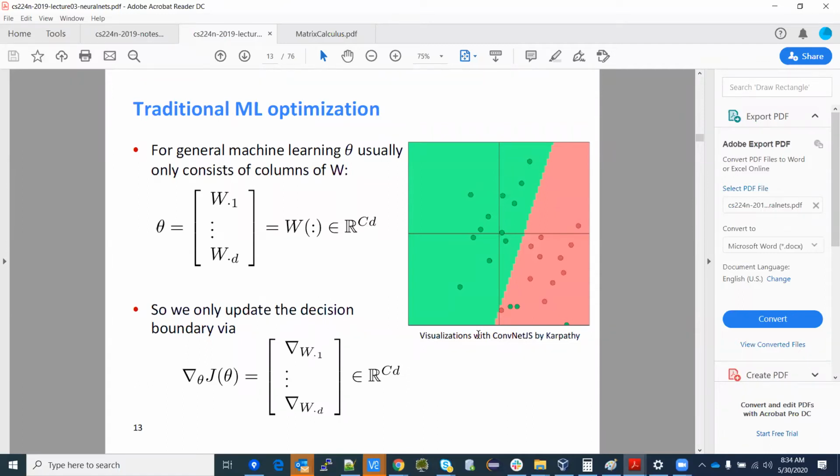For each connection from an input to a neural network unit, you have one scalar weight. Because you have multiple connections, there are 2 outputs, or C outputs, and D inputs. Therefore, you have C times D connections, and therefore C times D scalars, if you will. That makes the full matrix theta.